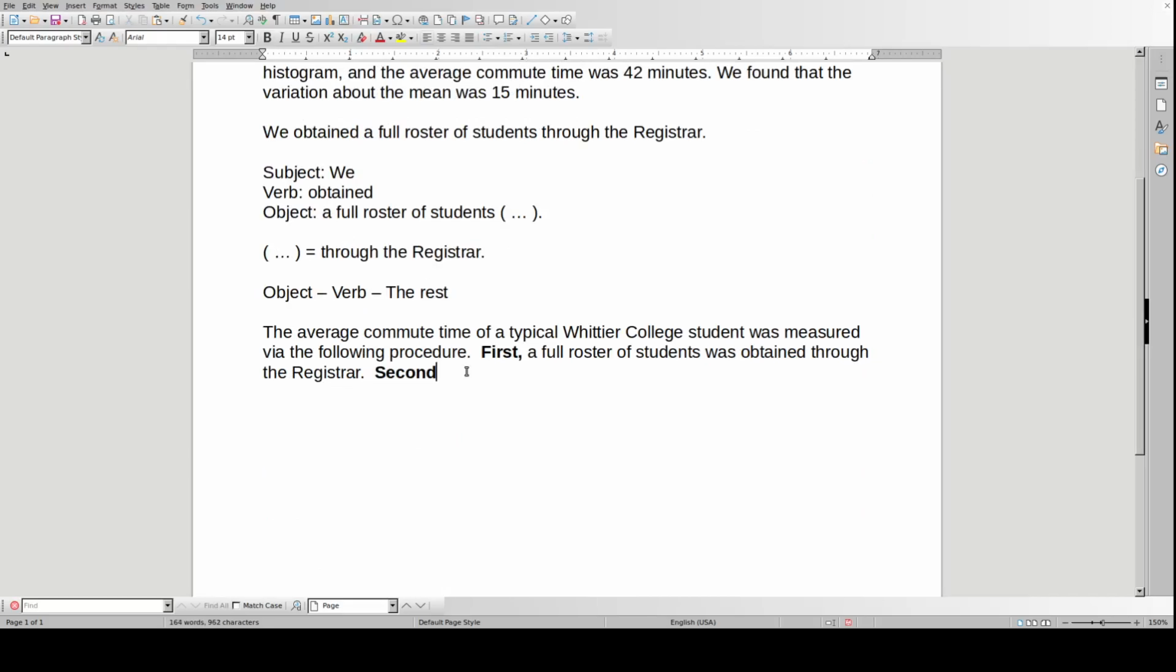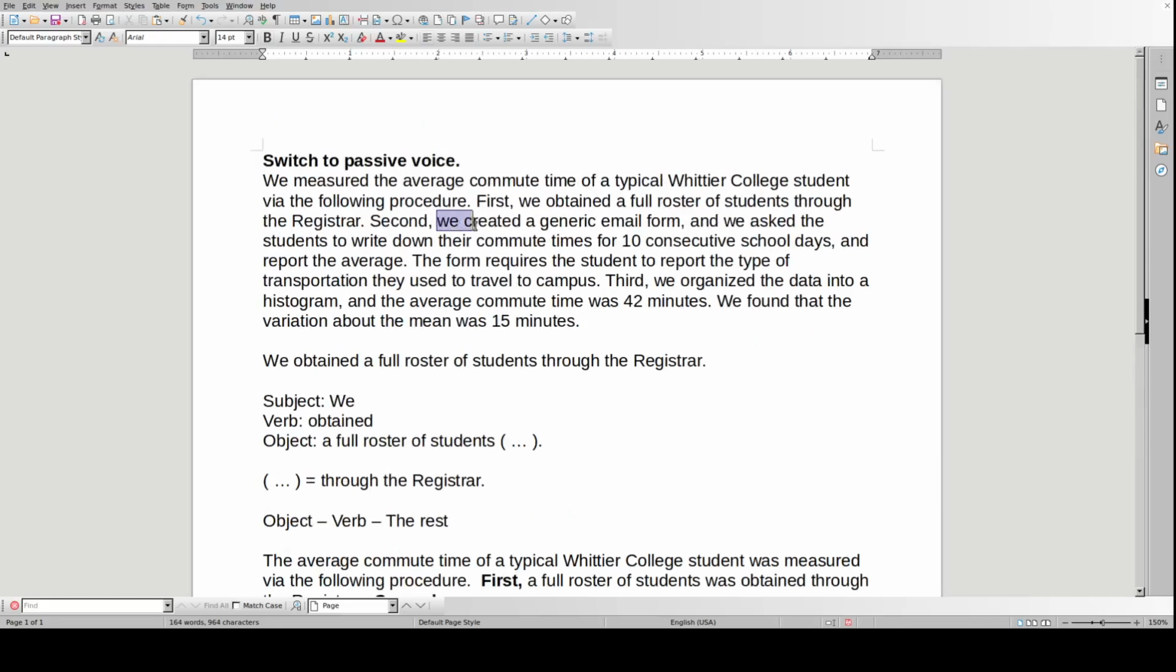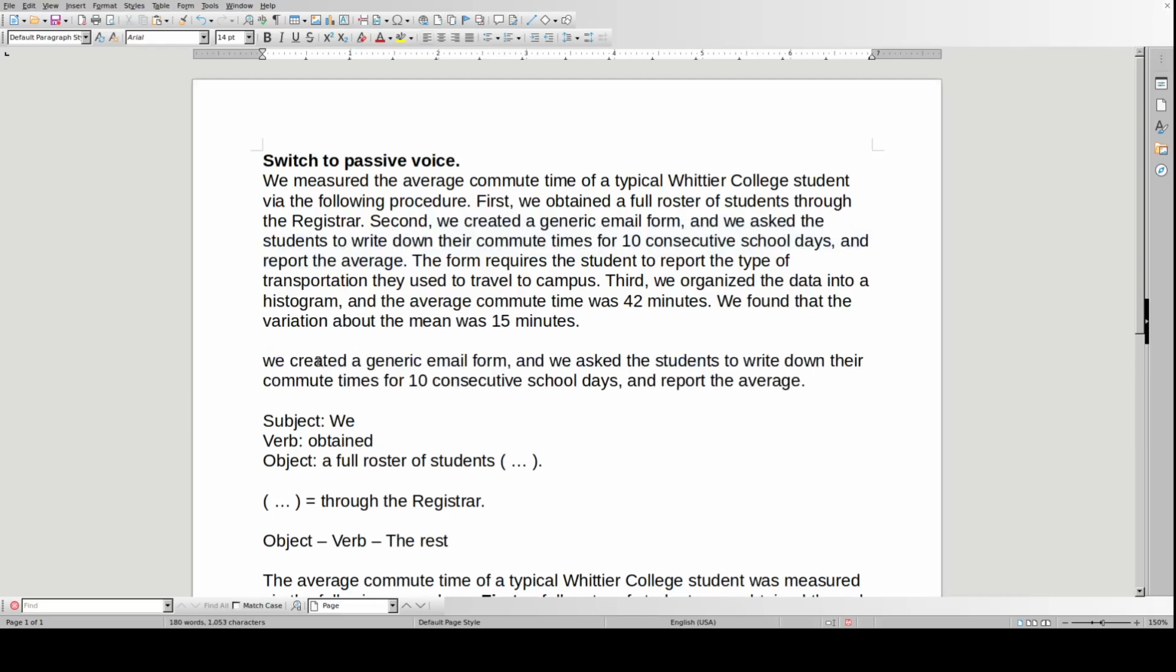Now comes the second main procedure. And the sentence that follows is, we created a generic email form and we asked the students to write down their commute times for 10 consecutive school days and report the average. That's a longer sentence. It has several pieces, so we're going to break that down into subcomponents. Let's look at the first subcomponent. We created a generic email form. That would be on its own a complete sentence.